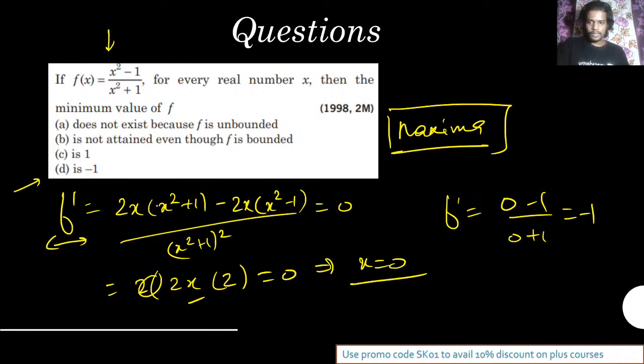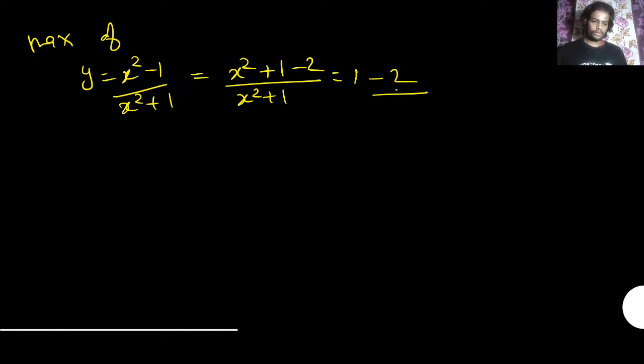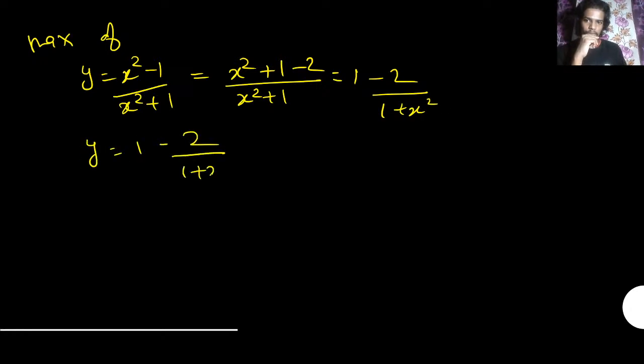You understand that this x square and x square will cancel out, 1 minus 1 will be 2. That's how we have got it. So let's try to calculate the maxima. Remember, I can write it as x square plus 1 minus 2 upon x square plus 1, which could in turn be written as 1 minus 2 upon 1 plus x square. Now you see, y equals 1 minus 2 upon 1 plus x square.